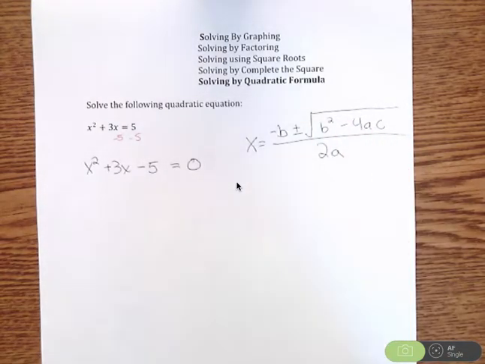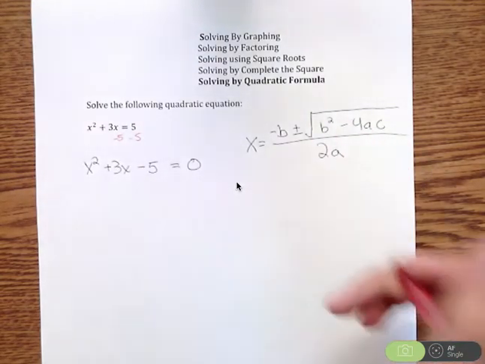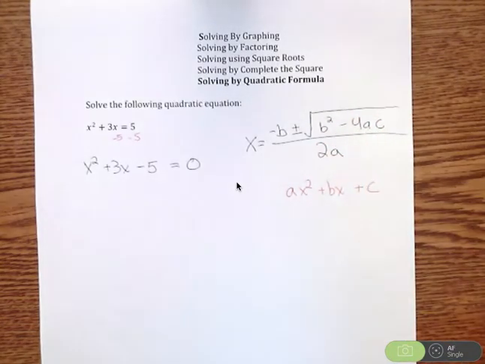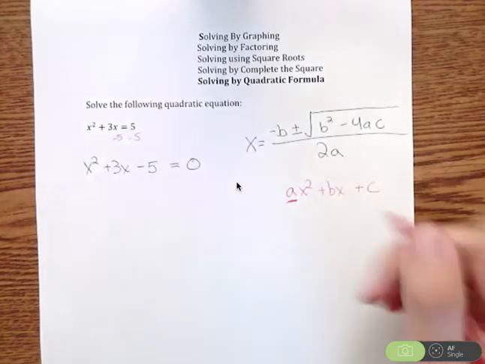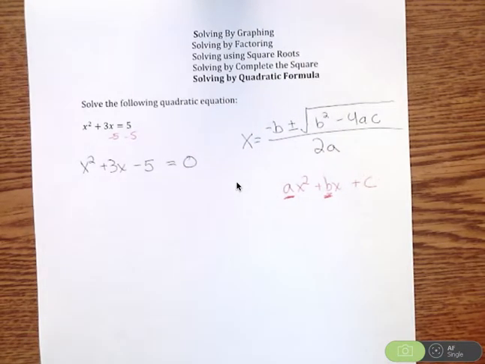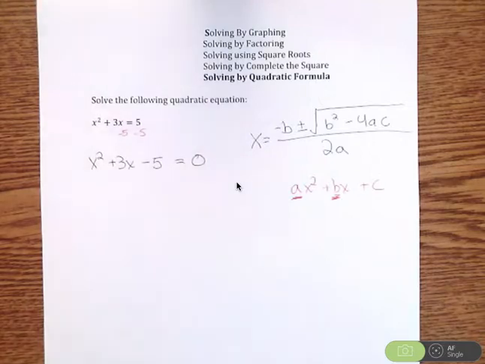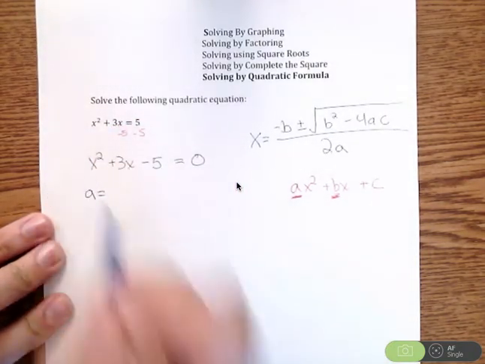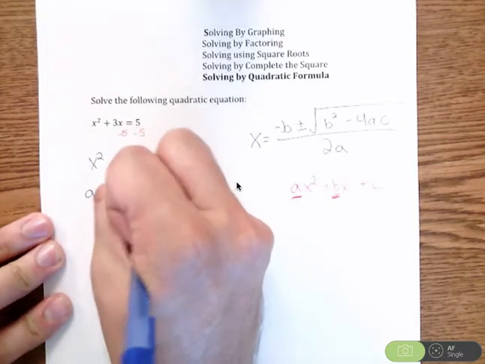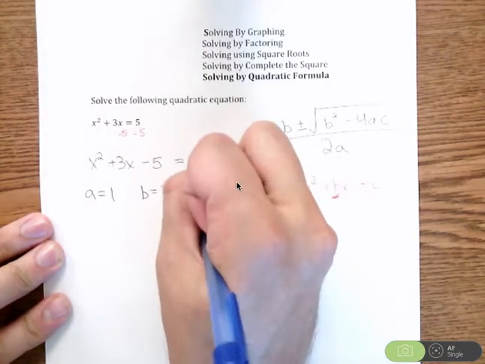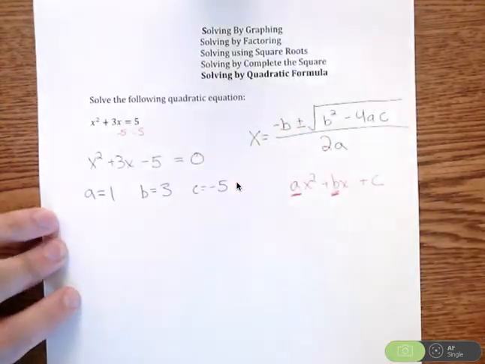So we need a, b, and c. If you recall the standard form of a quadratic, it's ax squared plus bx plus c. So the a is always the coefficient in front of x squared, b is the coefficient in front of x, and c is our constant. So in this problem above, I usually write out what a, b, and c are before I plug into the quadratic formula because it makes it a lot easier. So in this problem, a is the coefficient in front of x squared, which is 1. b is the coefficient in front of x, which is 3. And c, in this case, is going to be negative 5.